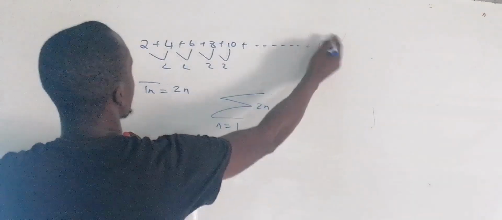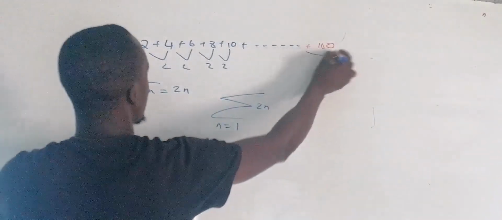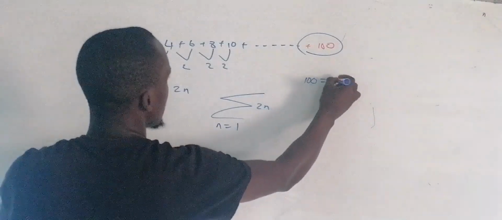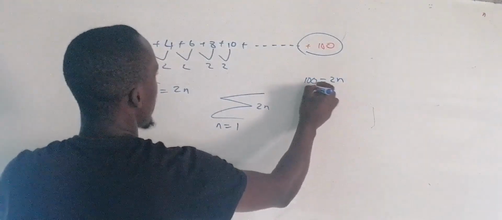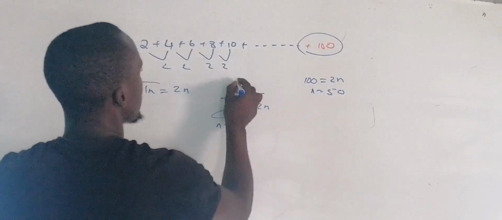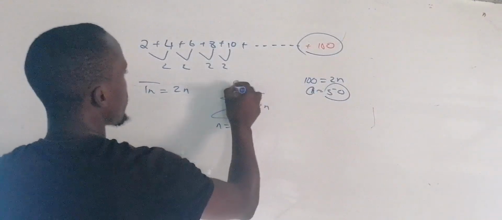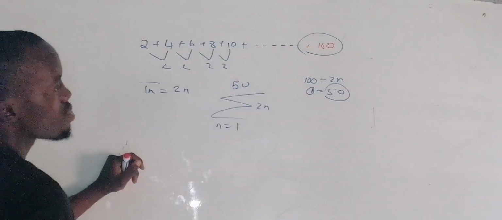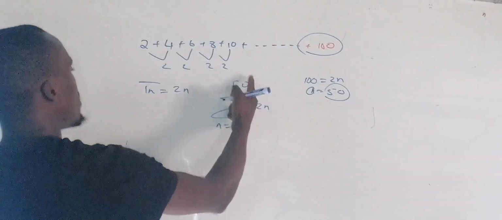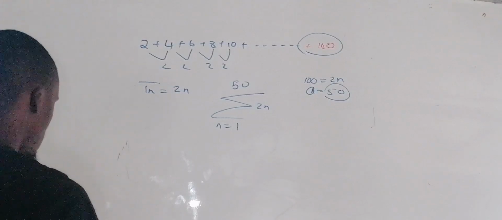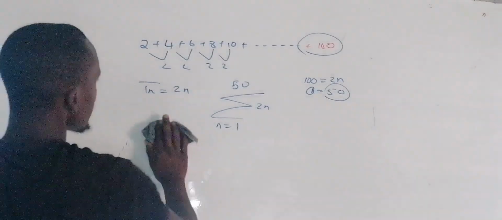It's not that I'm going to take this 100 and put it here, because now we know that the last term being added is 100. So 100 equals 2n, then n equals 50. But you don't take the n, remember, you take only the 50. Then if they ask you the number of terms, it will be 50 minus 1 plus 1, which is 50. So this is how we are doing it, guys.